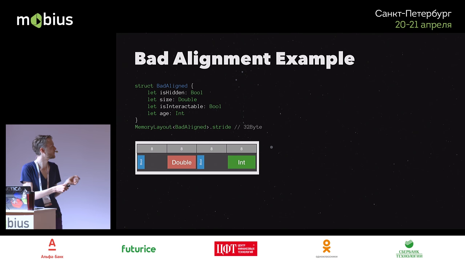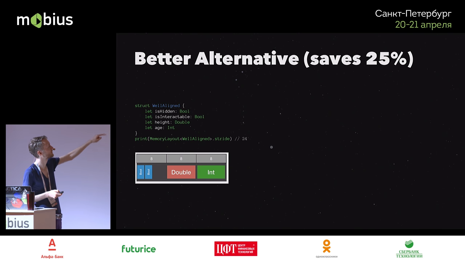We can reorder, and this is the part where you really look at this badly aligned one, and now look at the next one. The well-aligned one has exactly the same variables, it's just that I changed the order of the variables.